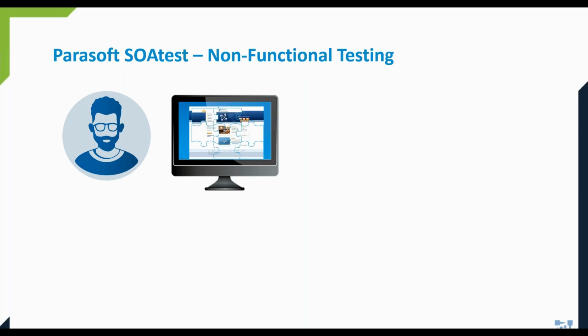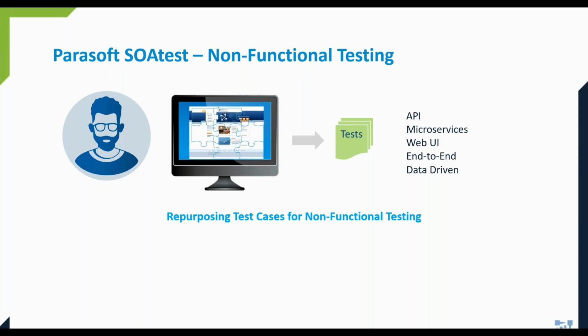Now, we discussed in our overview how SOAtest supports a wide range of testing methods, including API microservices, web UI or end-to-end testing, and even data-driven testing. Now, each of these types of test cases created with SOAtest can be codelessly repurposed for non-functional testing. So testers can, with a few clicks, repurpose a test case or a full test scenario for protocol-based performance testing. This allows a tester to shift left the validation of their application's performance and functional testing under heavy load.